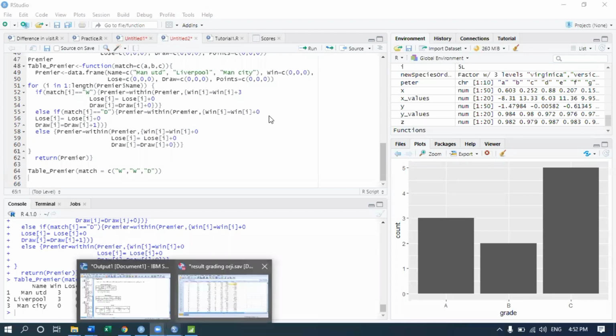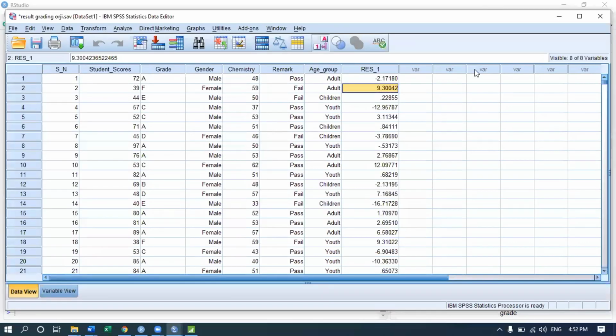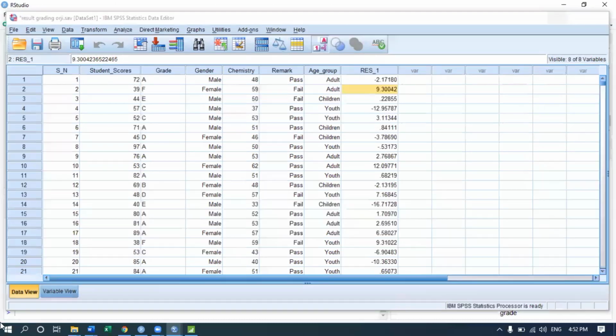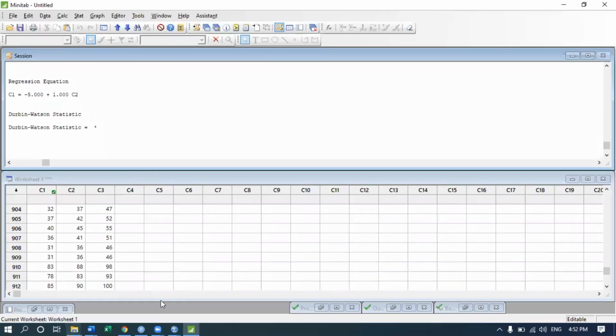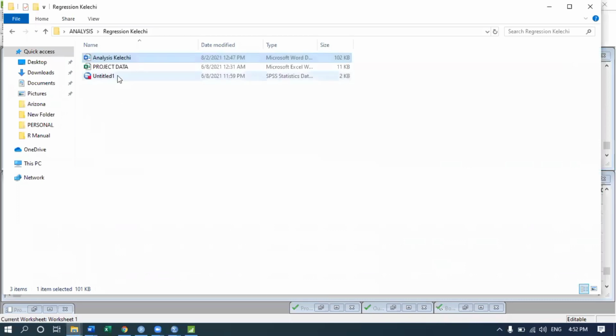So now let's do analysis for regression. Let me use this data.